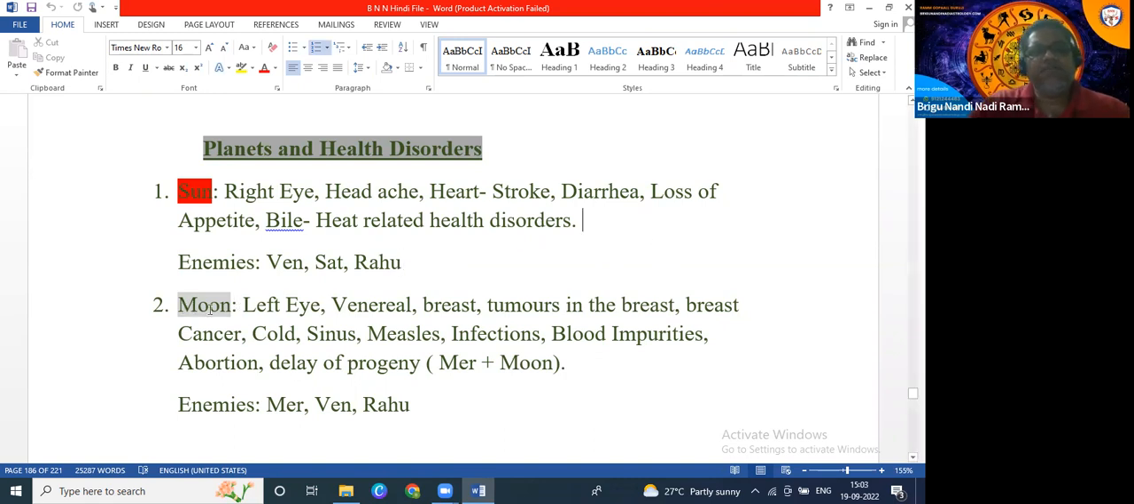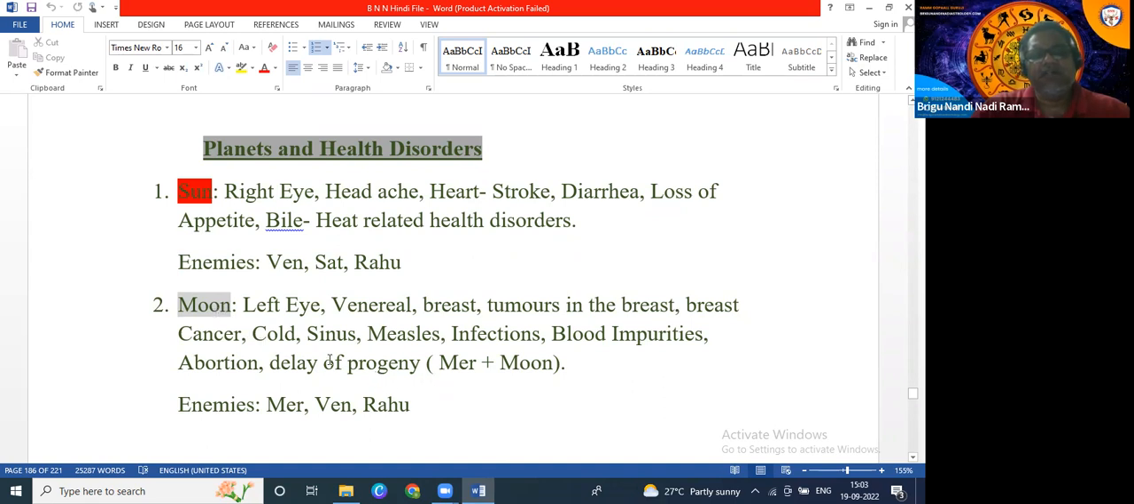So when it comes to Moon, the enemies are Mercury, Venus, Rahu. Moon is actually the left eye. Moon is the breast. Moon is kapha related, infection. So Moon, blood impurities here. Moon is here garbha, so uterus and ovary. Moon is the ovary, and uterus and ovary and fetus in the womb. That's why generally there will be abortion.